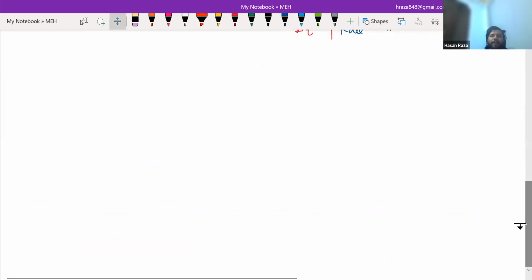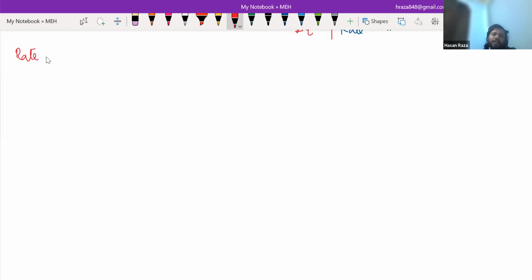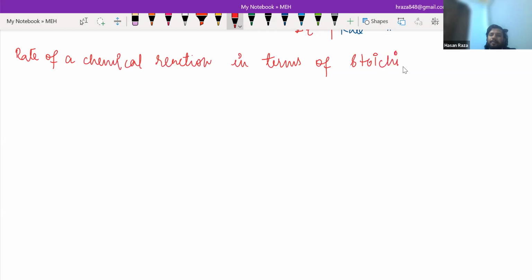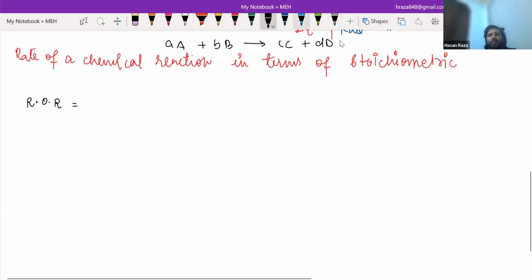Okay. Now the next is the rate in terms of the stoichiometric coefficient, the rate of a chemical reaction. We are not talking about appearance and disappearance, but the rate of a chemical reaction in terms of the stoichiometric coefficients. Now, if you are going to write the rate of reaction in terms of the stoichiometric coefficients for the reaction aA plus bB giving cC plus dD, how are you going to write it?